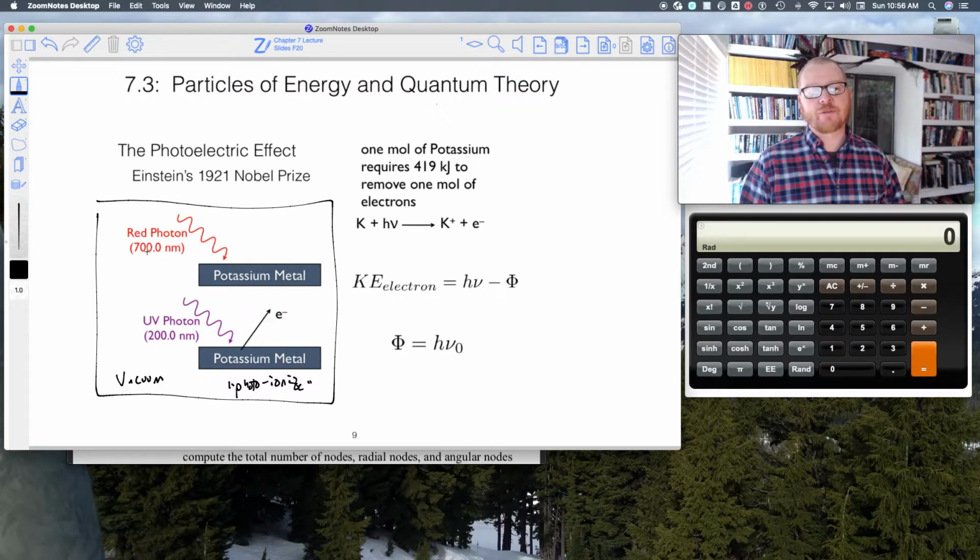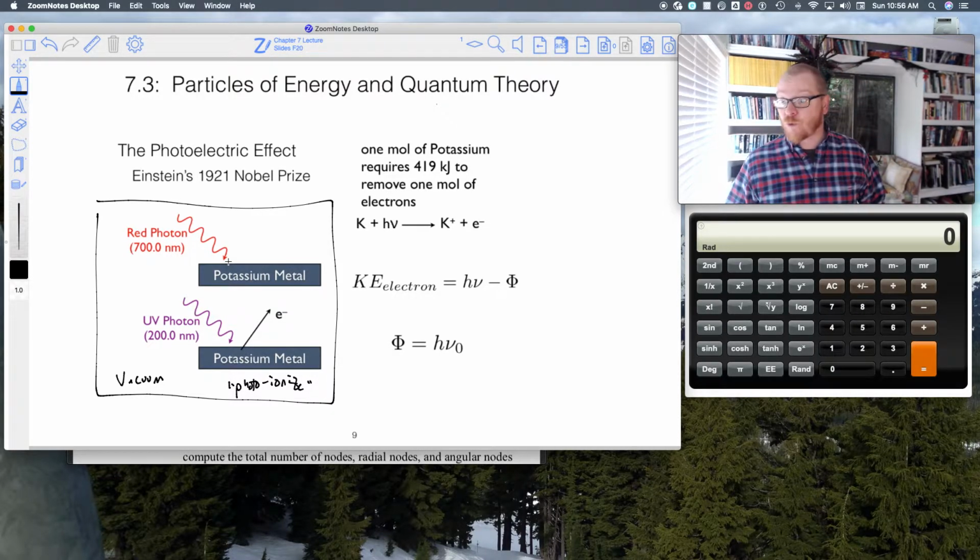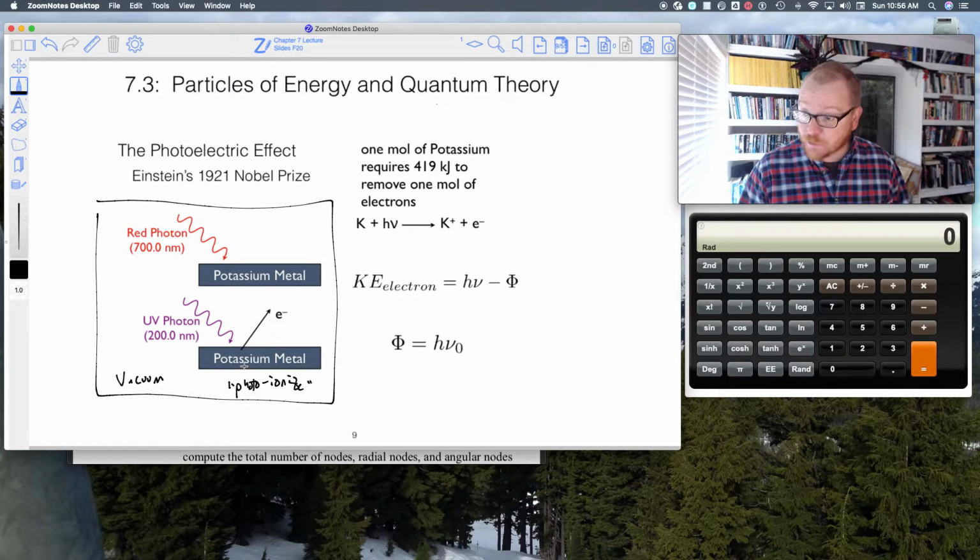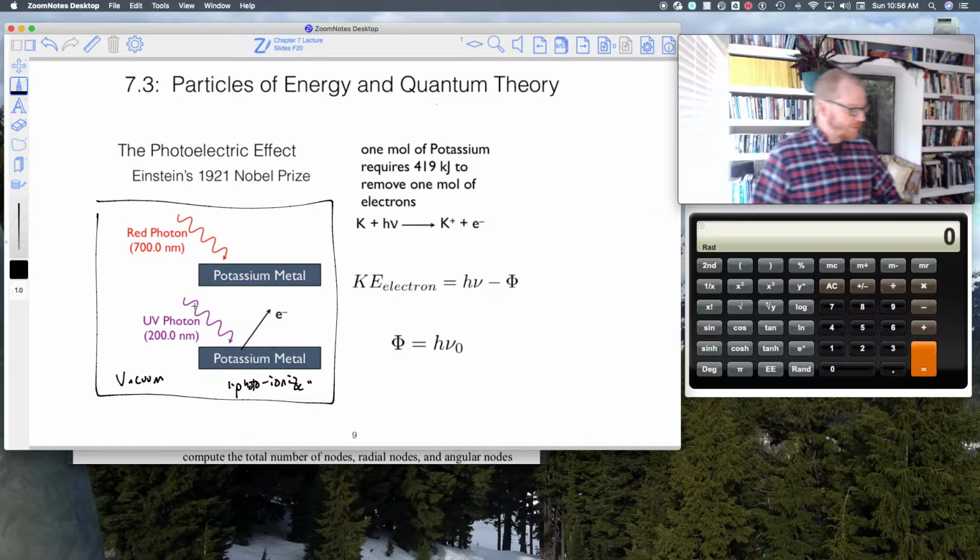One in which a red photon at 700 nanometers is used, and one in which a UV photon at 200 nanometers is used. And if our metal were potassium, we would not observe anything happening when red light is being shined on this metal. We would not observe any photoionization or photoelectrons. But if we used a 200 nanometer photon, this would be energetic enough to knock out that electron.